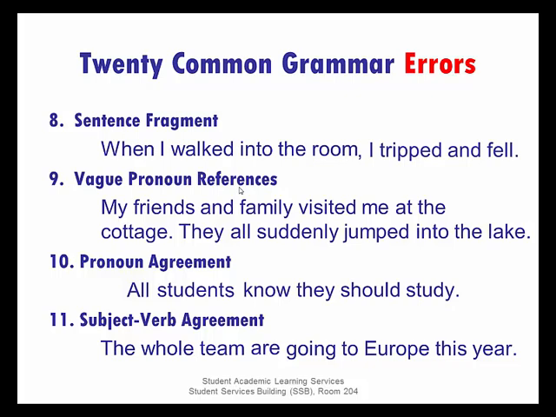The whole team are going to Europe this year. The subject is the whole team. The word are is the verb, and this is not correct for a team because a team is a single thing. If you were saying many, like the team members are going to Europe this summer, that would be okay. But in this case, we have to replace are with is. The whole team is going to Europe this year.